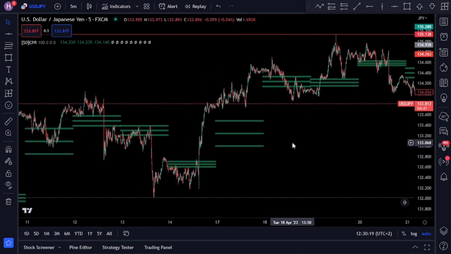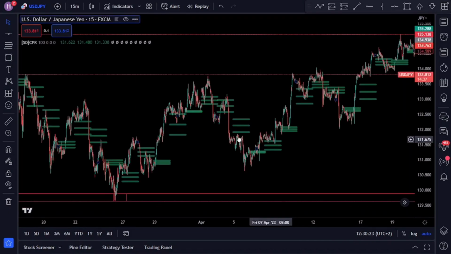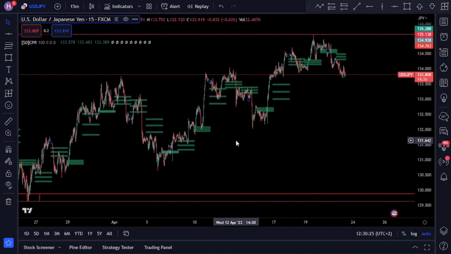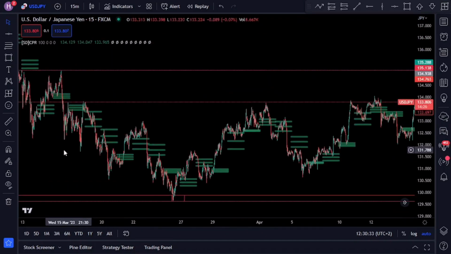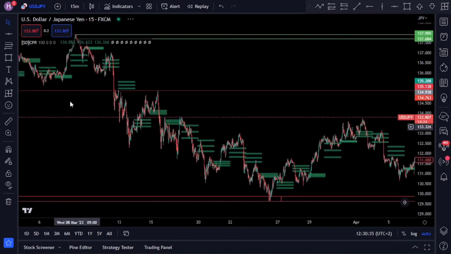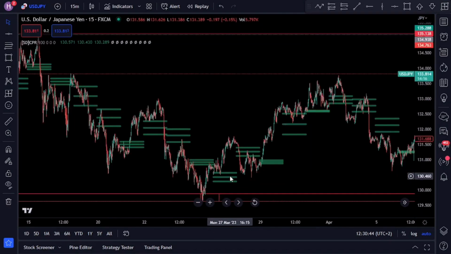For example, if the price is trading above the CPR indicator, it suggests an uptrend. If the CPR is higher than the previous day, it confirms the uptrend. Conversely, if the price is trading below the CPR, it indicates a downtrend. And if the CPR is lower than the previous day, it confirms the downtrend. One of the key aspects of the CPR indicator that's often overlooked is the width of the bands.